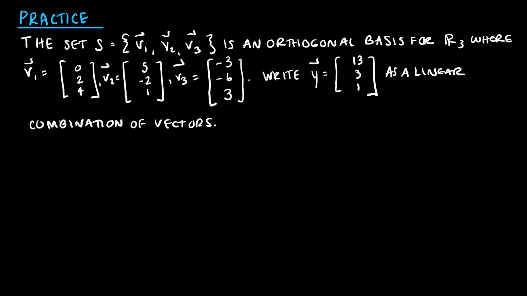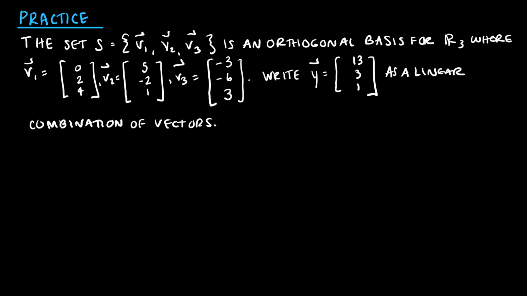Here's a practice for you to try on your own. So you are given that this is an orthogonal basis for R3. You have the three vectors. I want you to write y as a linear combination of those vectors. So press pause, try this question. When you're ready, press play to see how you did.